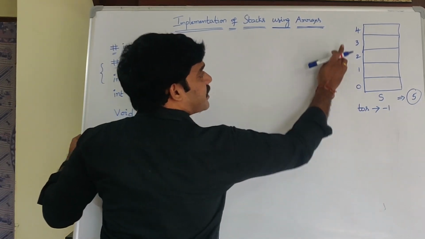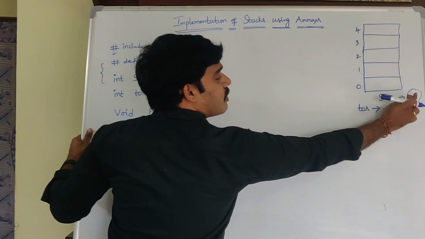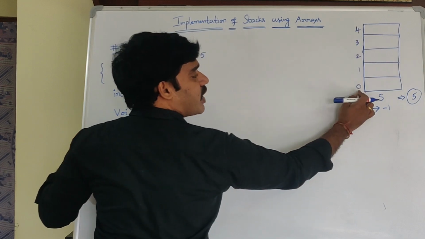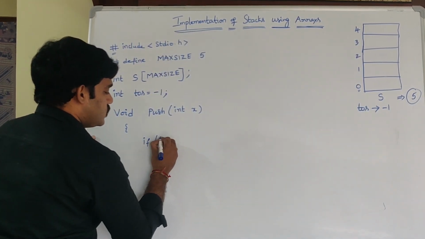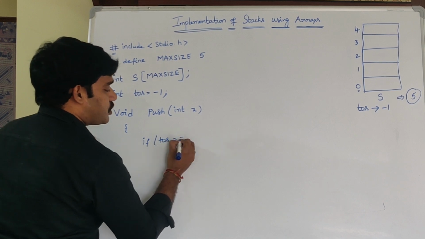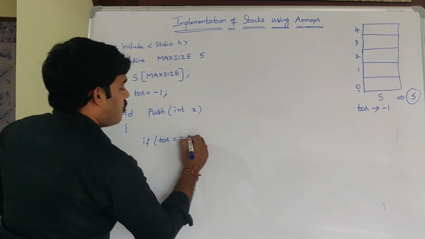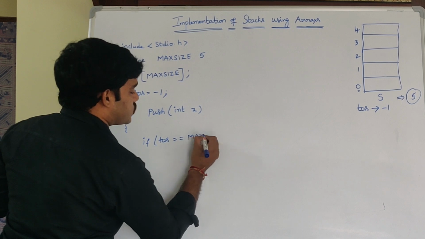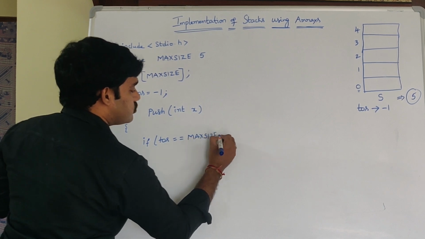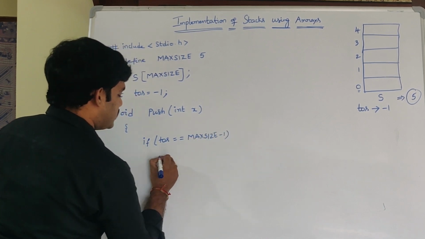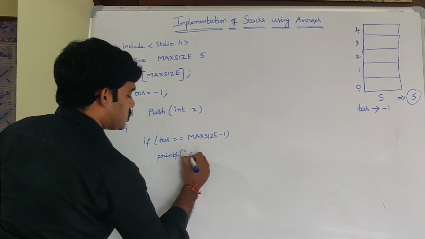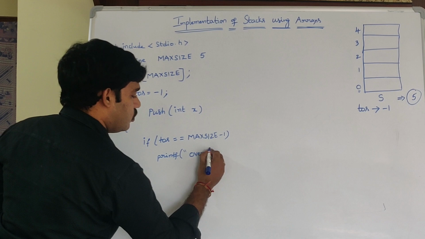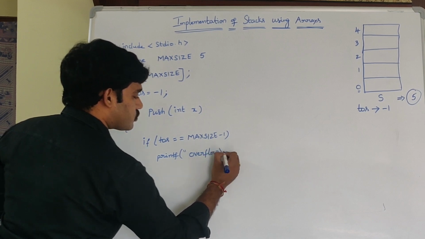So what is the condition to check whether the stack is full or not? If top of the stack reaches 4. 4 means MAX_SIZE - 1. Why? Because array index starts from 0. So if TOS is greater than or equal to MAX_SIZE - 1, that indicates printf overflow, stack is full, overflow.